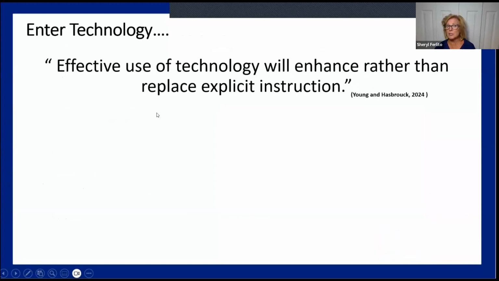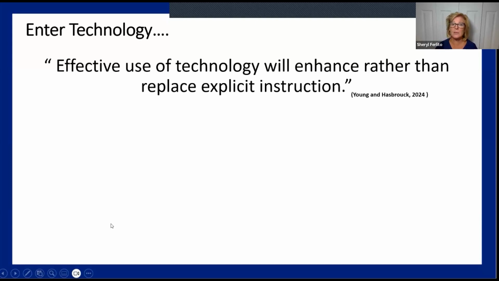So now we're going to enter technology, right? We have this idea of differentiation. We know that we need deep knowledge of the content. We know that we need deep knowledge about the learner. How does technology help? The use of technology can enhance rather than replace explicit instruction.